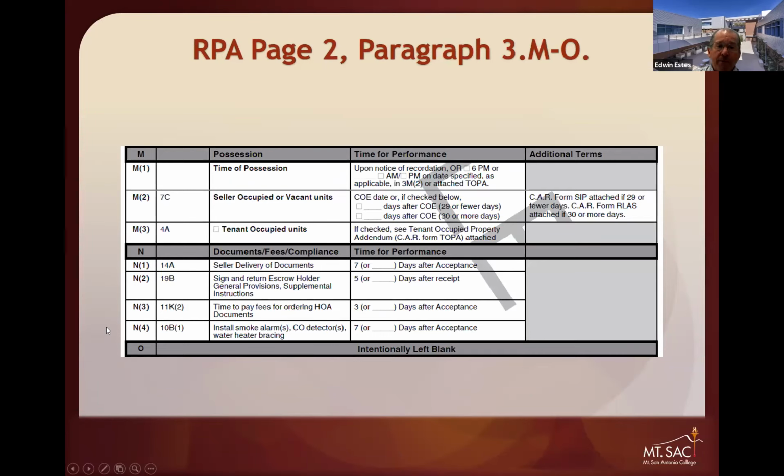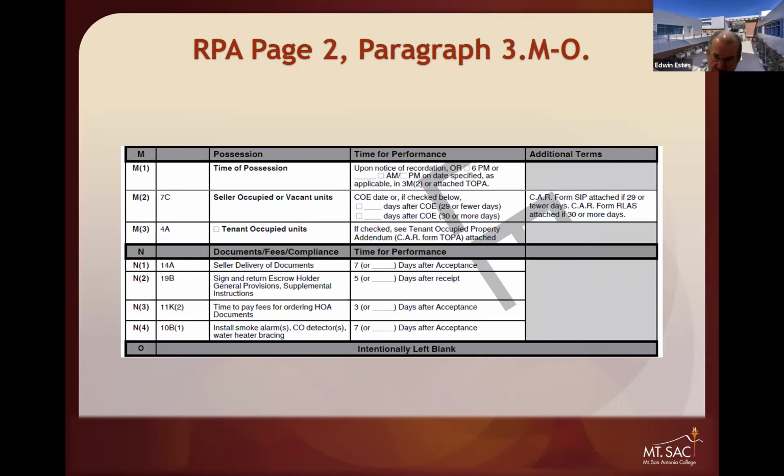Now we get into paragraph M, dealing with possession. So time of possession will be upon notice of recordation. Or if you want an extension about that, we'll talk about the TOPA in M3. Or you can make it at 6 p.m. on the date of recordation, or you can make it a different time. So it's however you want to give it to them.